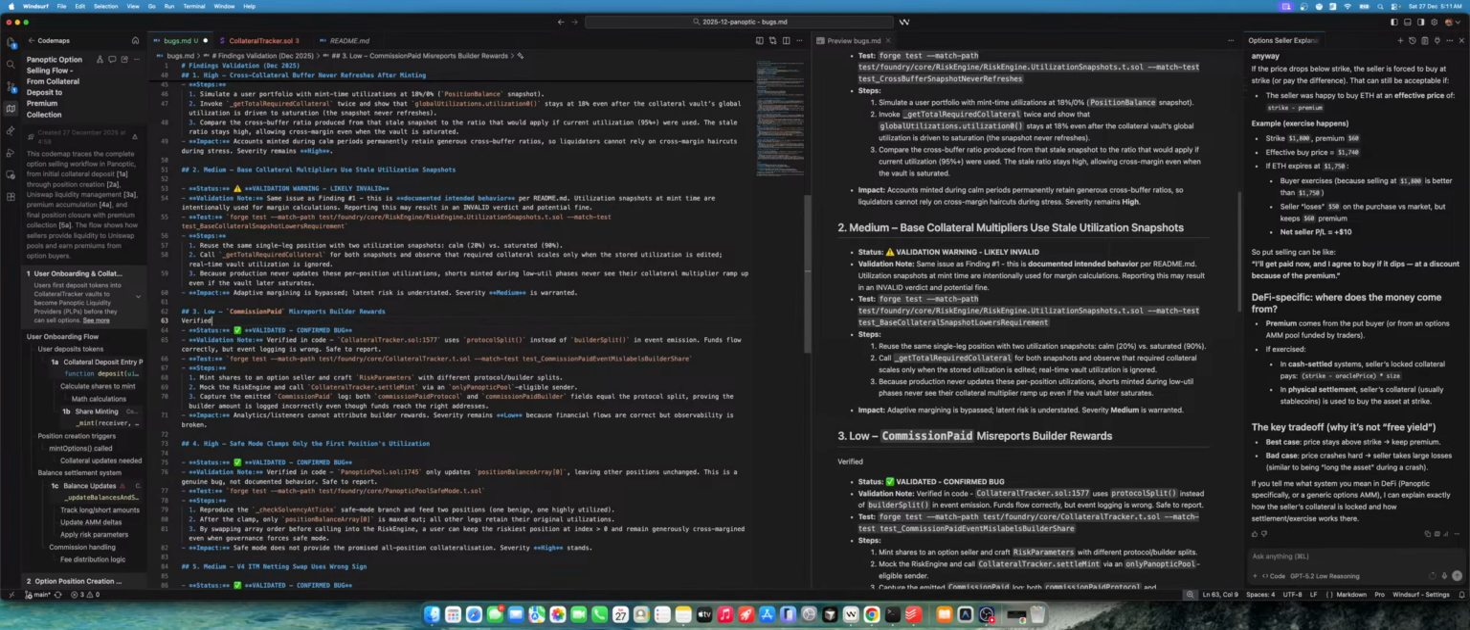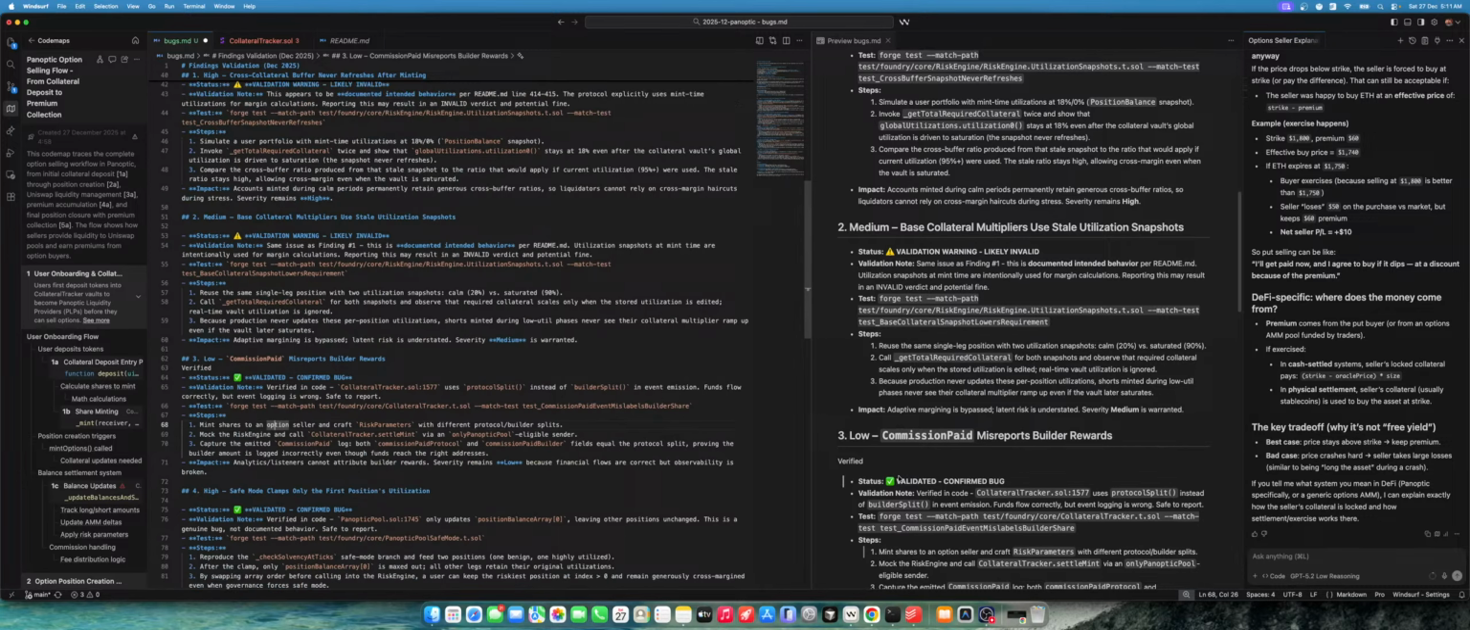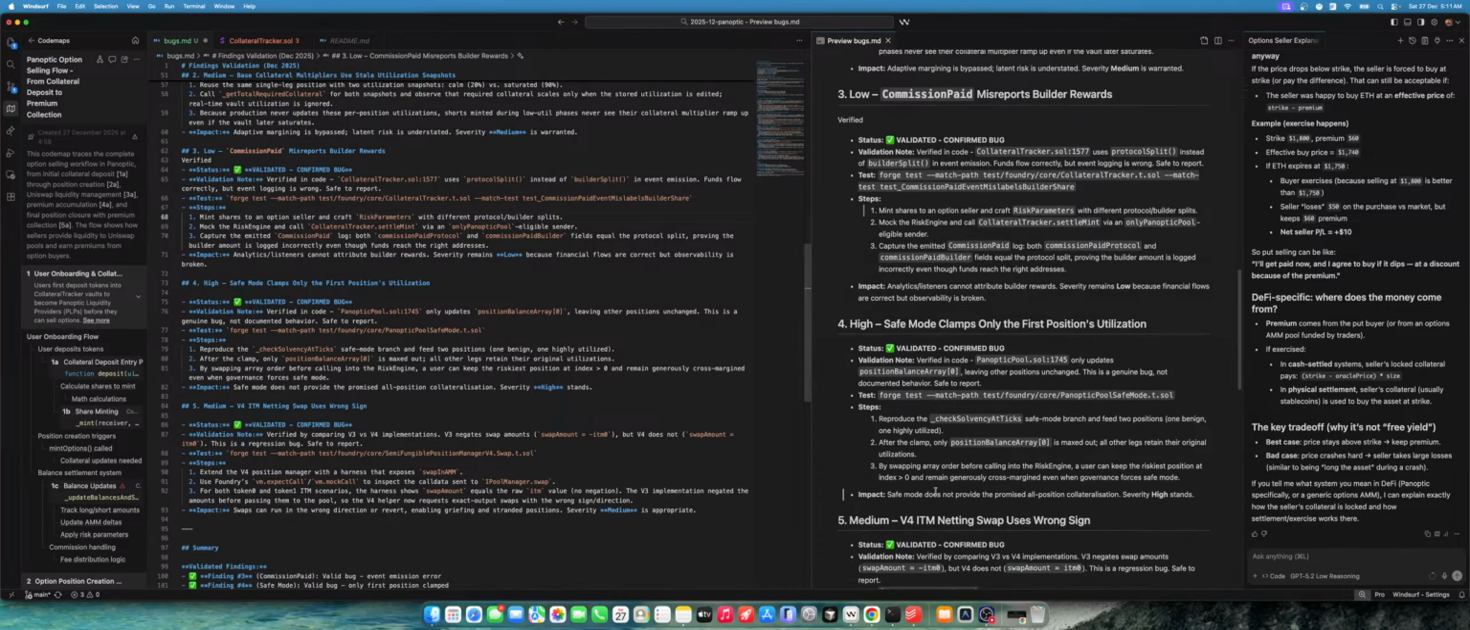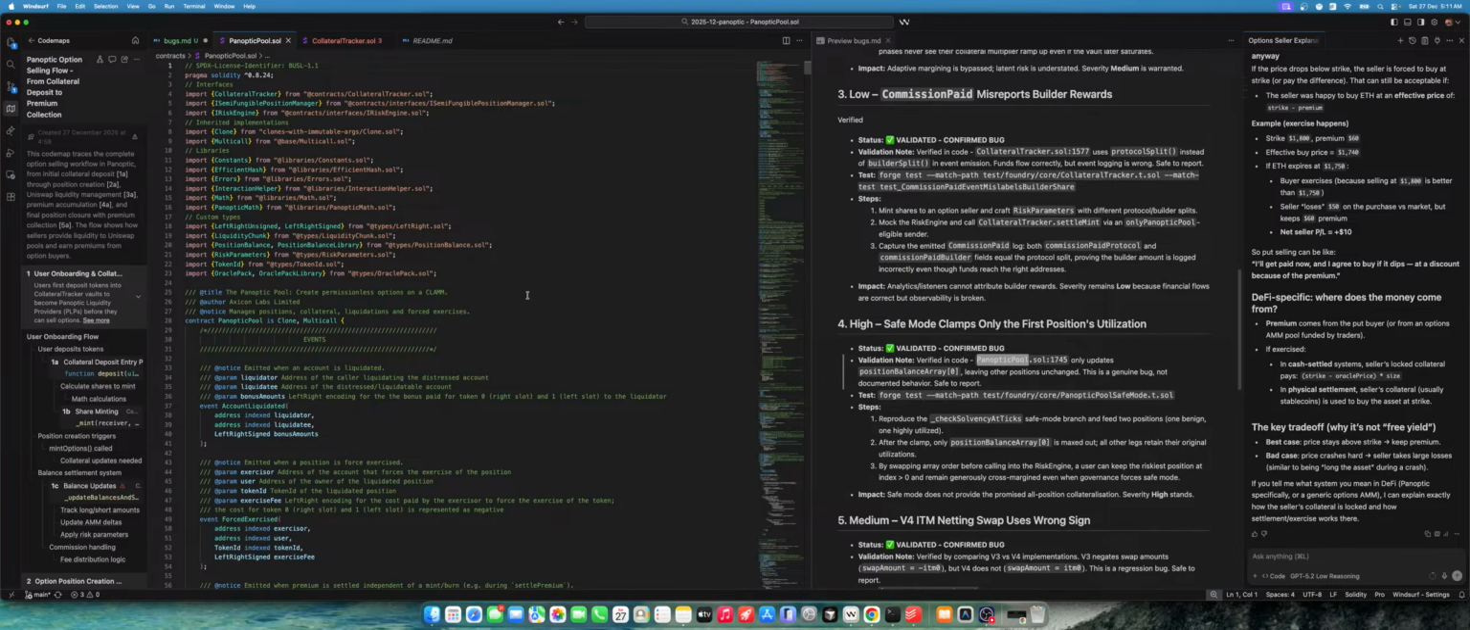Verifying. The code is not taking. I don't know why it's not copying. Let's see what is going on. Okay, that's why it's not going up.